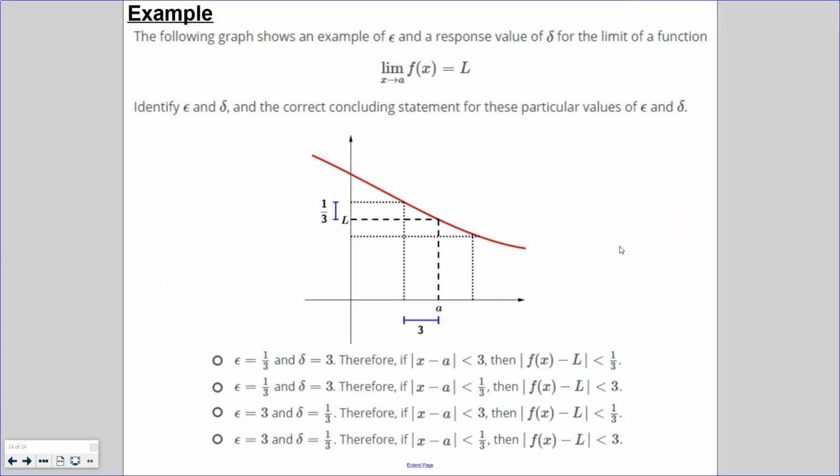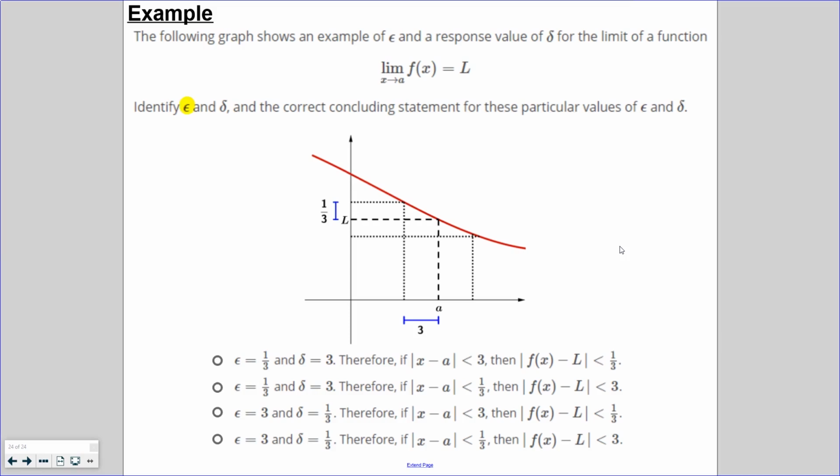On our final example here, the following graph shows an example of epsilon and the response value of delta for the limit as x approaches a of f of x equals L. We're being asked to identify the epsilon, the delta, and the correct concluding statement for these particular values of epsilon and delta. We're given the graph and the choices, and the way this problem is worded makes it sound so difficult, when really it's pretty easy.